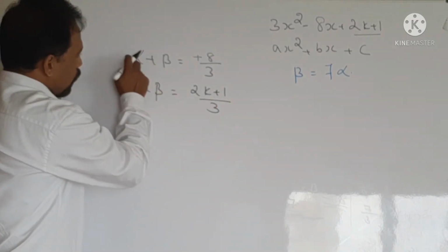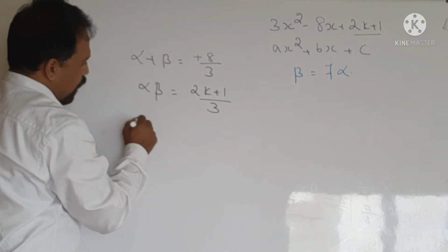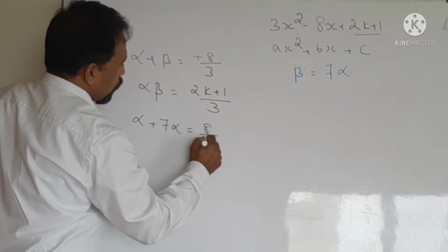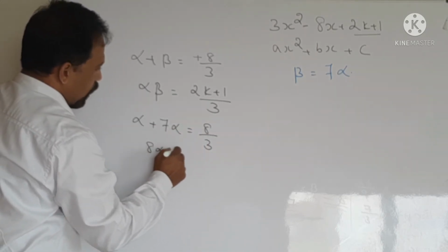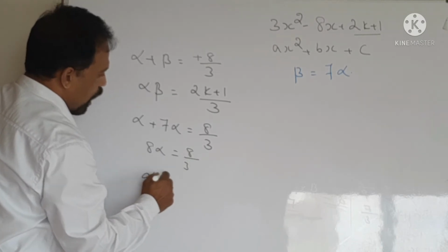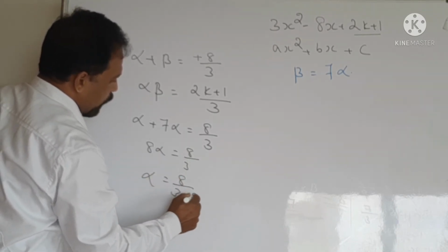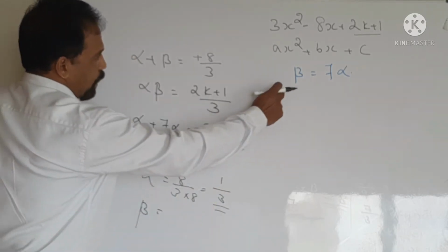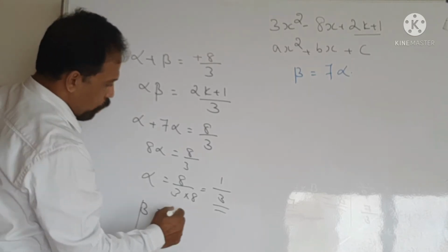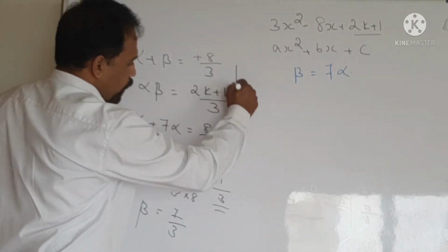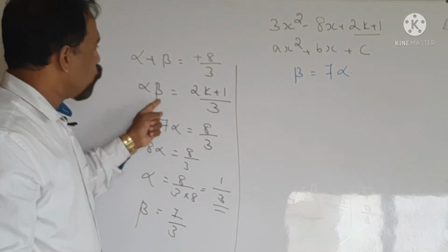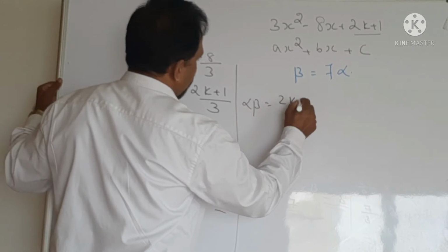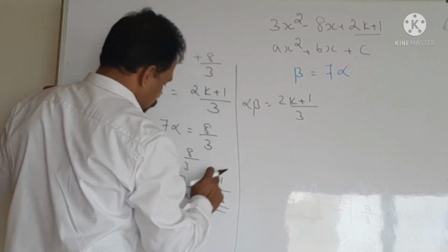Now let us see, in this case alpha plus what is beta? Beta is 7 alpha, so alpha plus 7 alpha is equal to 8 by 3. So 8 alpha is 8 by 3. Therefore alpha is 8 by 3 divided by 8, that is 1 by 3. If alpha is 1 by 3, beta will be 7 times of alpha. So it will be 7 by 3. Now let us do alpha into beta. Alpha into beta is 2k plus 1 by 3.